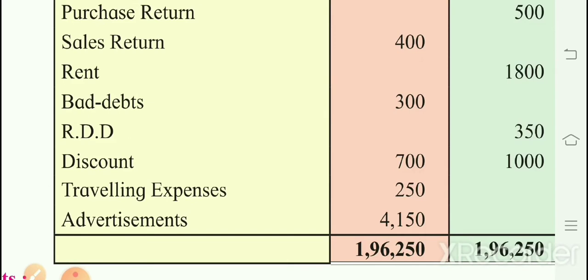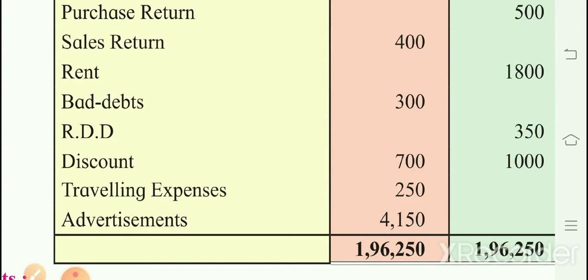Hence, instead of writing in this way, we will write the item on credit side of profit and loss account, as we will have to write on credit side by RDD rupees 350, and from this amount we will deduct the bad debts of rupees 300. By this way, the amount that will appear on outer column will be 50.